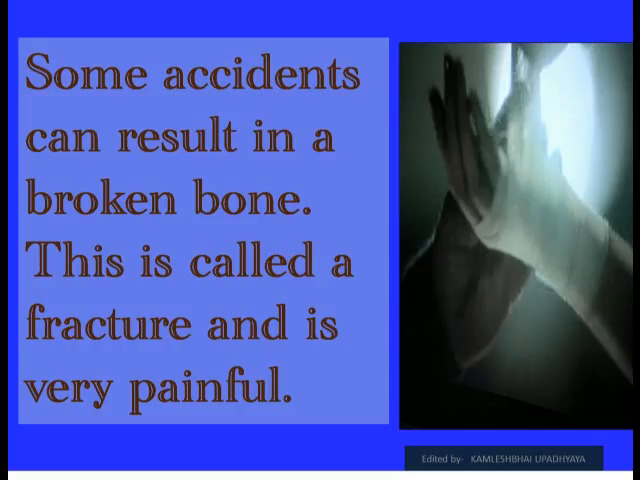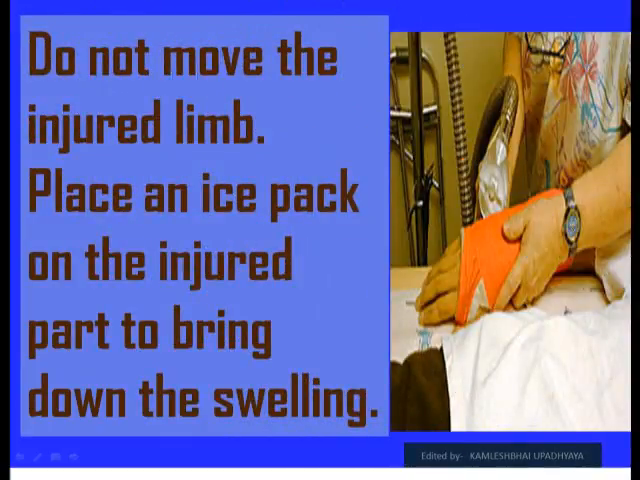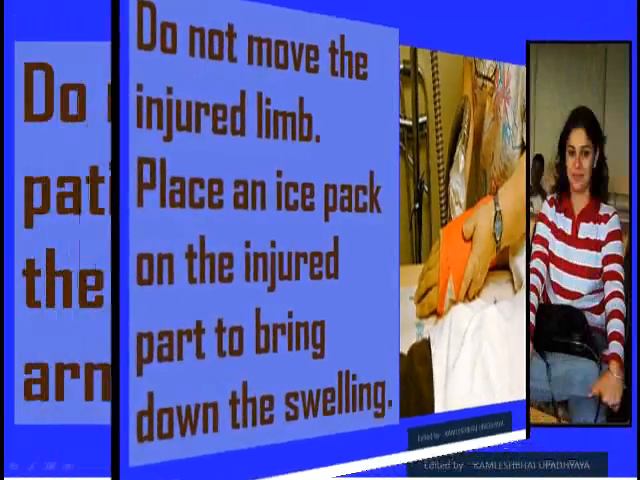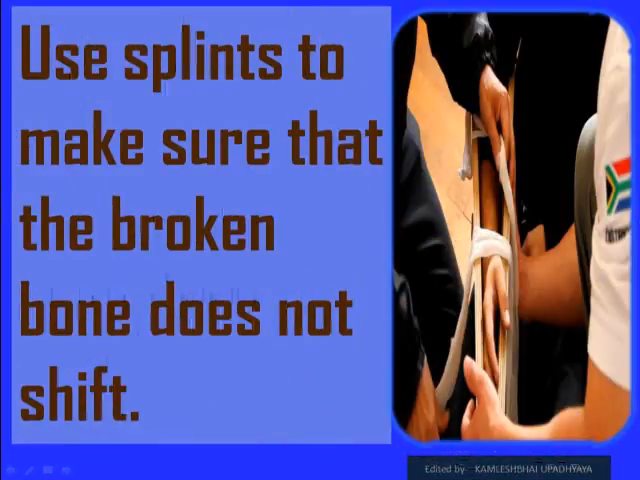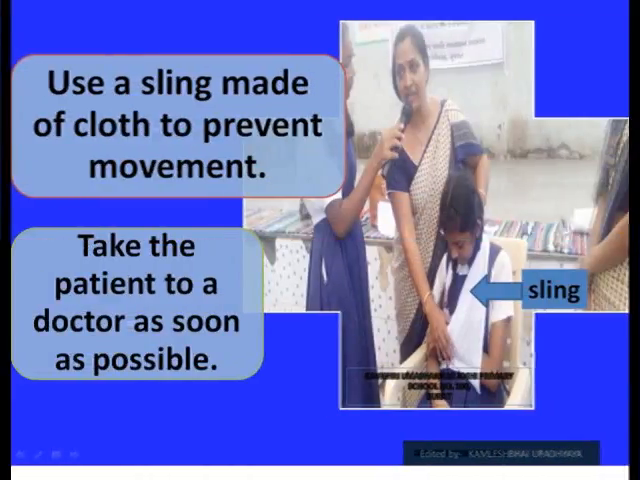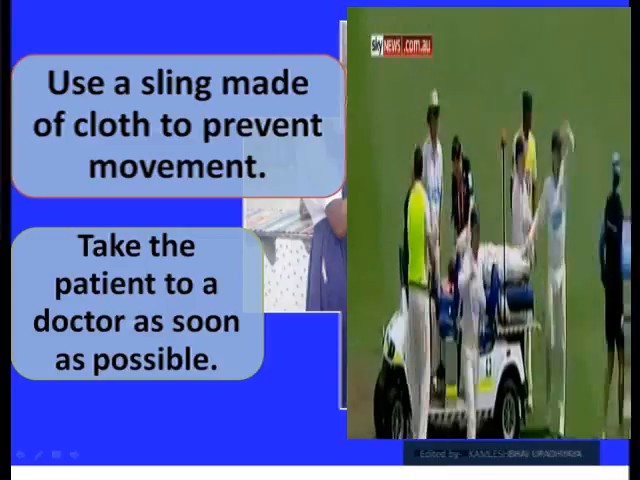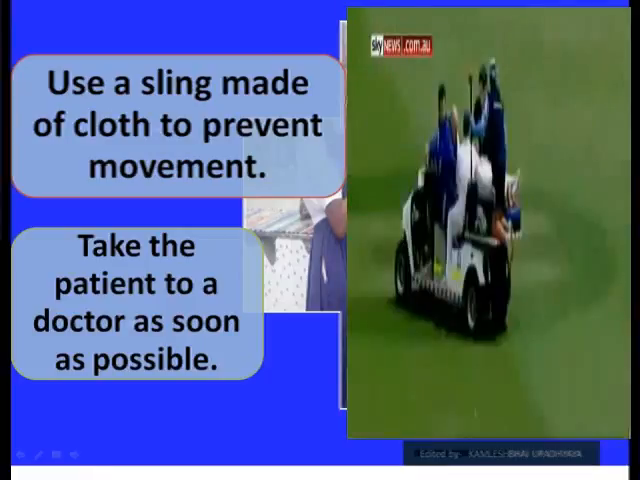Fractures. Some accidents can result in a broken bone. This is called a fracture and this is very painful. Do not move the injured limb. Place an ice pack on the injured part to bring down the swelling. Do not let the patient move the broken arm or leg. Use a splint to make sure that the broken bone does not shift. Use a sling made of cloth to prevent movement. Take the patient to a doctor as soon as possible.